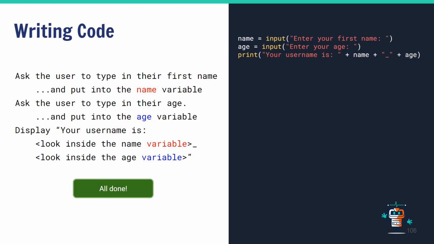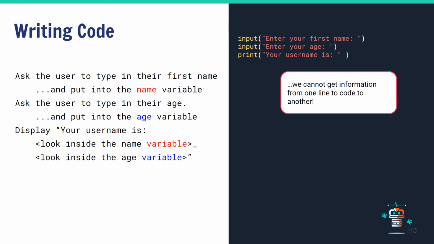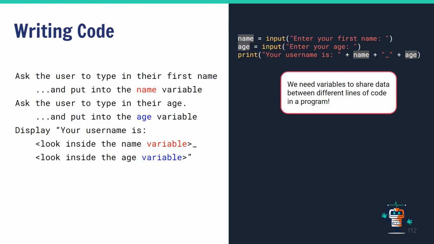That's our completed code. And as a very quick recap, why do we need variables at all? Because without them, we cannot get information from one line of code to another. And therefore, we need variables to share data between different lines of code in our program.